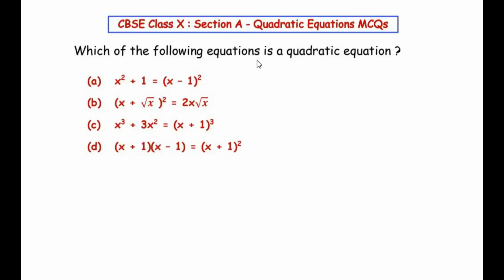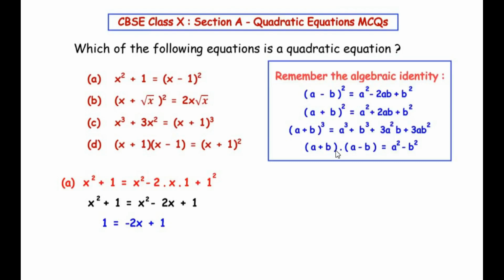Which of the following equations is a quadratic equation? So we can see that 4 options are given. We need to find out which of the given equations is quadratic, which means we have to see in which equation the highest power of x is going to be 2. To solve this question, we need some algebraic identities. So let me list them out over here. These are the identities we'll be using.